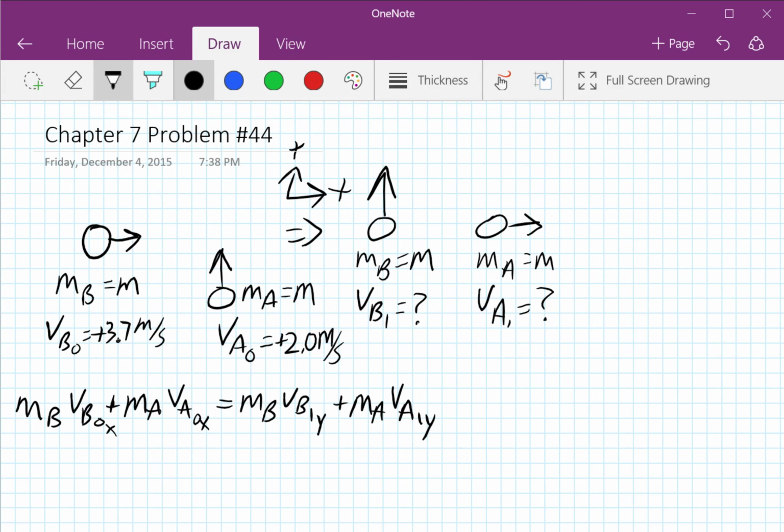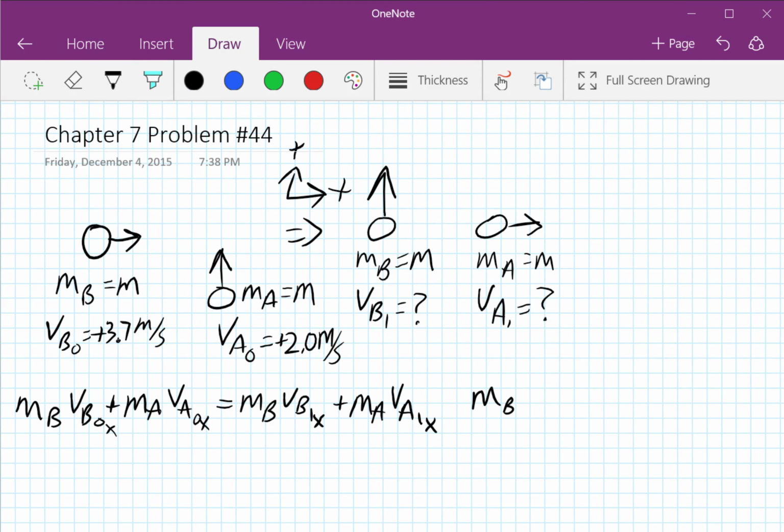Why did I change it to the y? Oh man. Okay, those two y's should have been x's. So sorry, all x's, all y's. So let's jump into the last equation. So then we're going to look at the momentum now in the y direction.